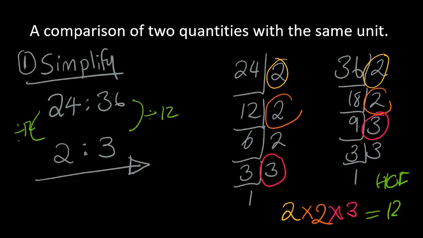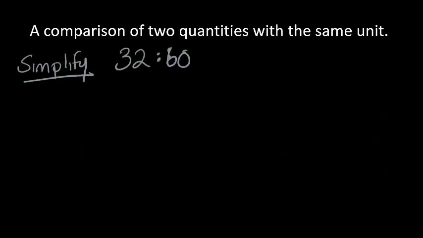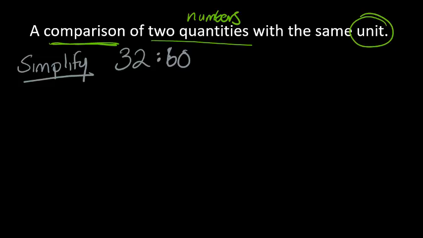Let's do another one. If we wanted to simplify the ratio 32 is to 60. Hold on, before we do that, our definition of a ratio is a comparison, meaning that we're looking at two numbers next to each other, of two quantities. Quantities refers to the fact that they are numbers with the same unit. The unit we're talking about would be something like meters or liters or grams or whatever comes after the number. So we're looking at two numbers with the same unit, and we're looking to say, what is their relationship? Which one's bigger? By how much is it bigger?